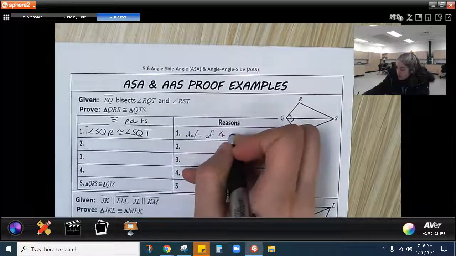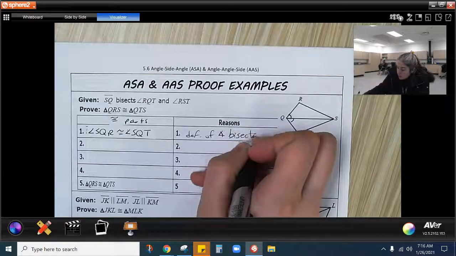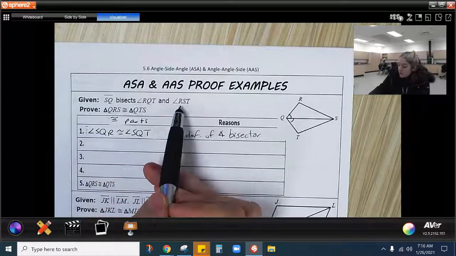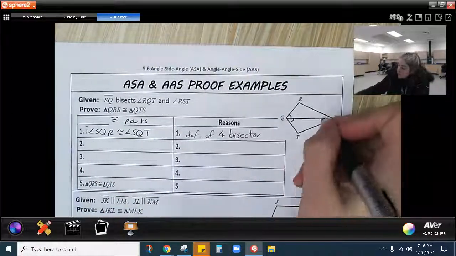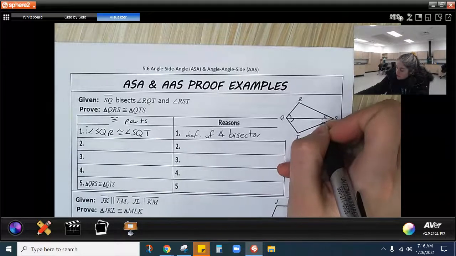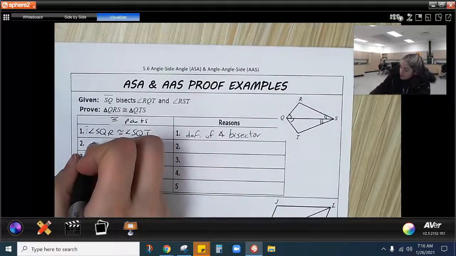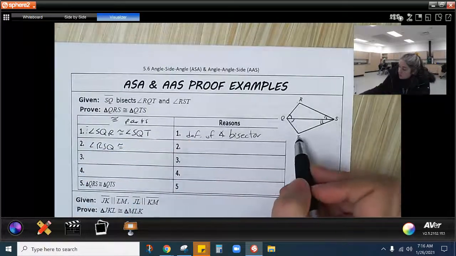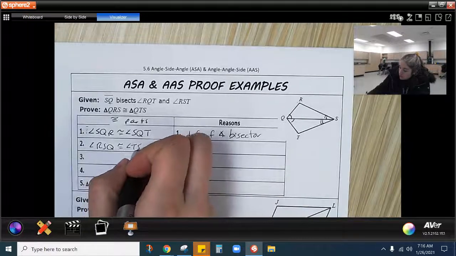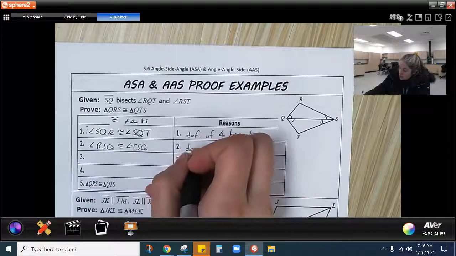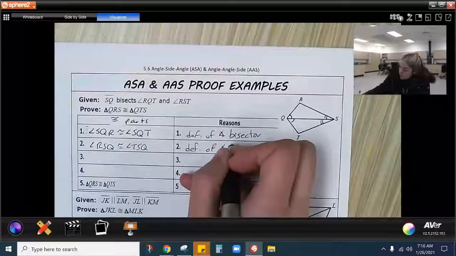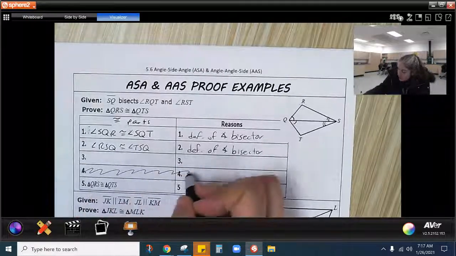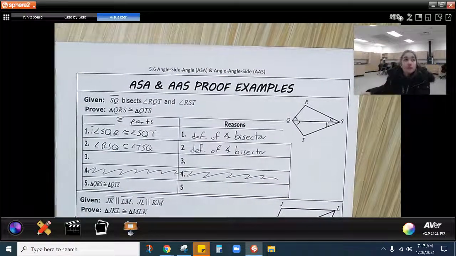Definition of angle bisector. It also says that SQ bisects angle RST. So that means that this angle is bisected as well. So that means we know that angle RSQ is congruent to angle TSQ. How do I know that? Definition of an angle bisector. Remember, we only ever use 4 of these, so I have an extra box here. Don't worry too much about it.